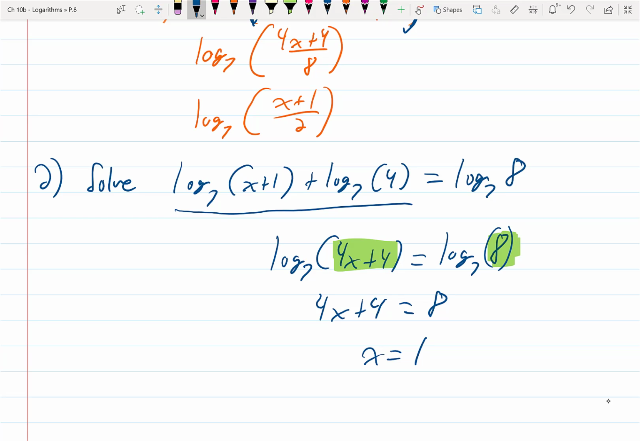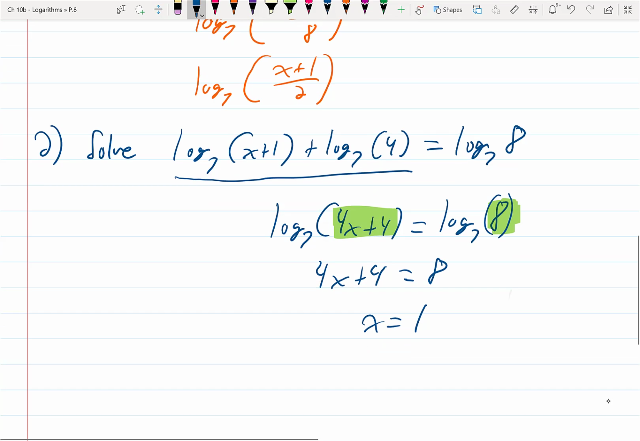Something you absolutely have to do, at least in your head, is plug 1 back into the original. Make sure you're not taking the log of a negative number. That won't work. Make sure your base is not equal to 1, and it's not 0, and it's not a negative number. Bases have to be positive, not 1. So that will keep coming back in a little bit, but not just yet.